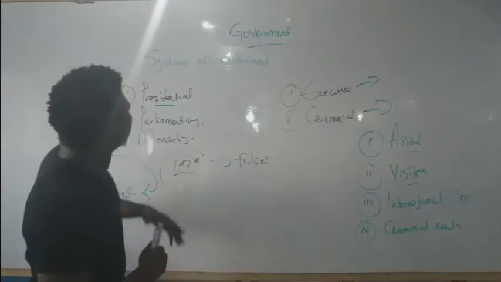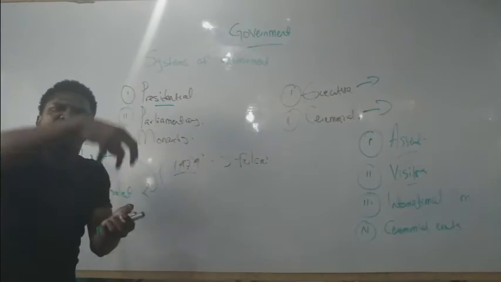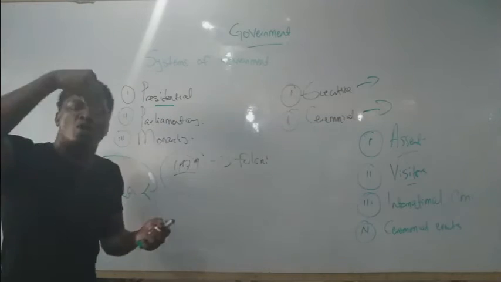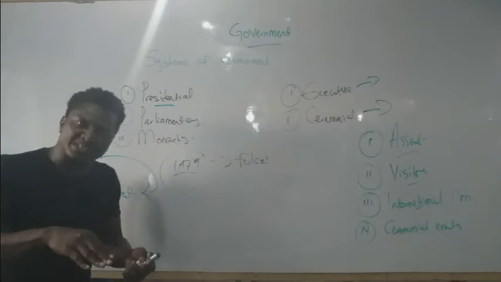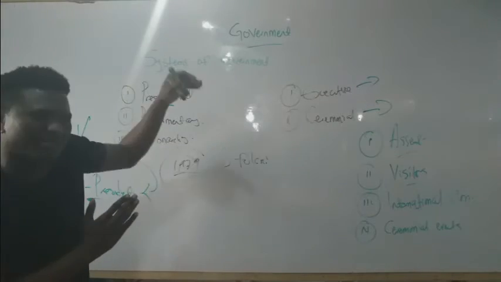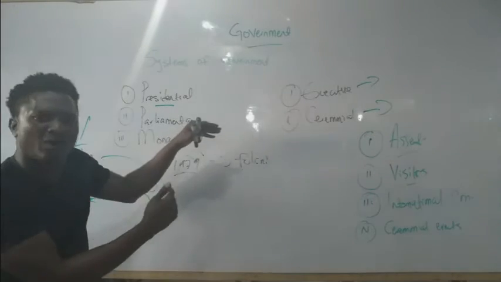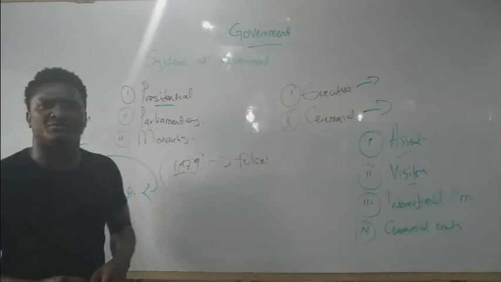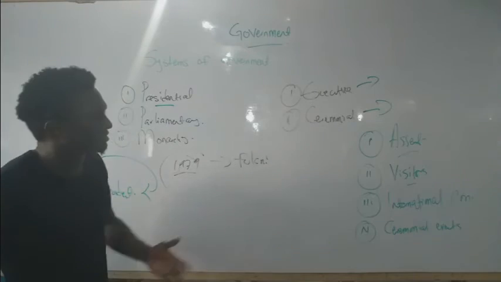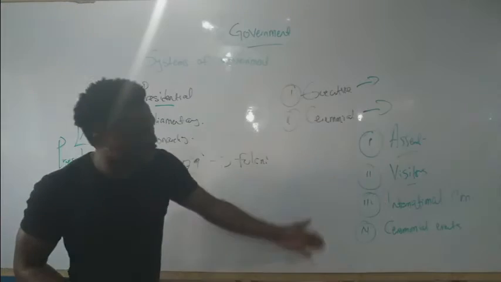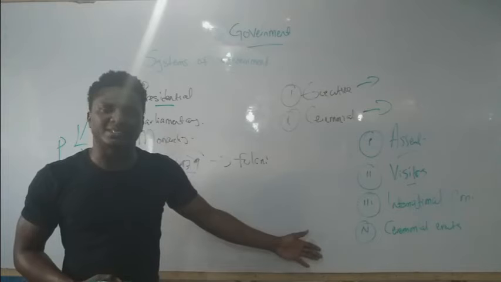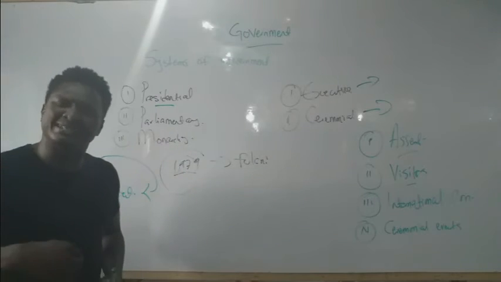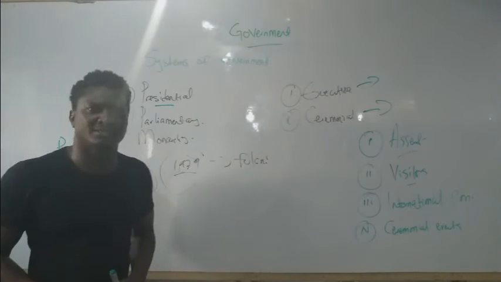Do not forget that a presidential system is simply the fusion of powers, where one man, who is referred to as the president, is both the head of state, having ceremonial powers, and the head of government, having executive powers. Do you understand that? So we have looked at some of the functions of the president in his ceremonial capacity. Let us look at the functions of the president in his executive capacity.